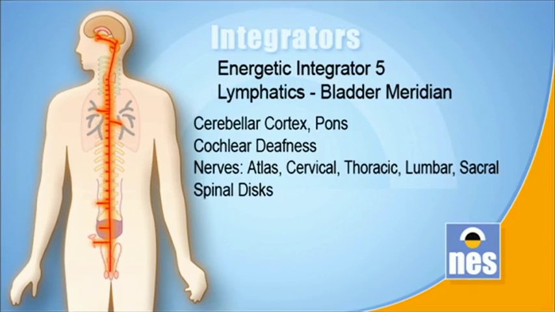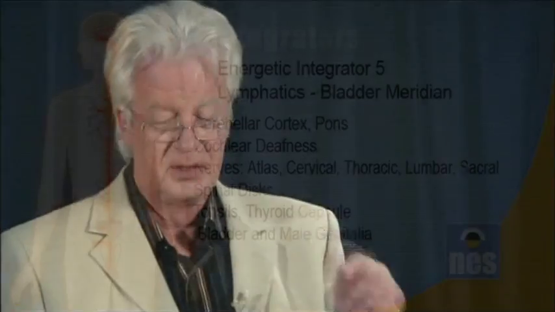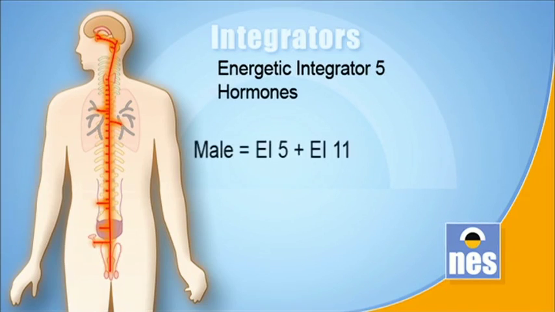We get a few organs here too. I'll go through them quickly from top to bottom. Tonsils, thyroid capsule, bladder, prostate, penis. I'm saying Integrator 5 is a male type compartment because we've got the bladder, prostate and penis partly, but because if you use Integrator 5, you may be able to produce more androgen, and you can combine that with Integrator 11.